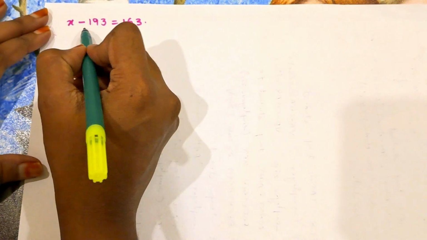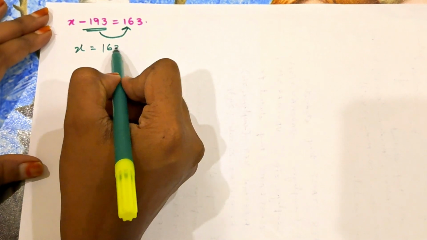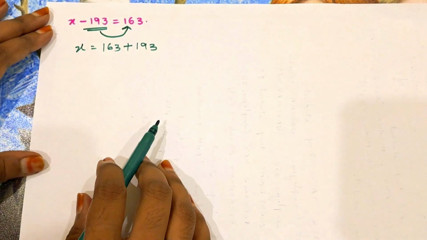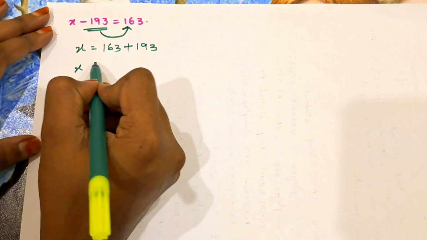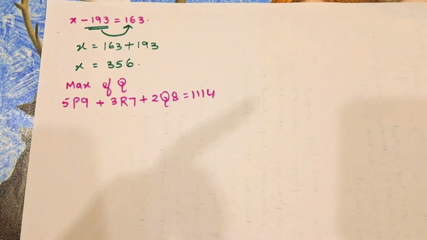Okay, we are all set to solve the questions now. Our first example is x minus 193 equals 163. I know it's a very simple question, but let us answer it. We need to find the value of x. So we need to take the negative 193 to the right hand side and it becomes 163 plus 193. And so our final answer will be x equals 356.